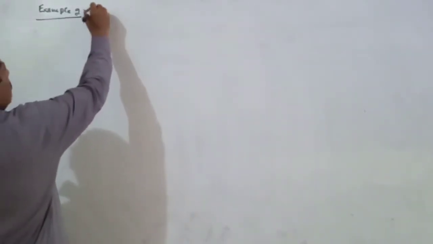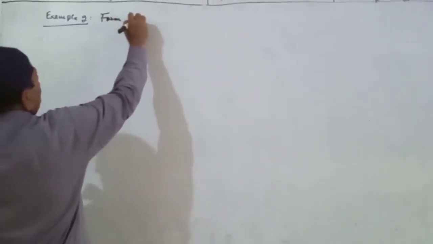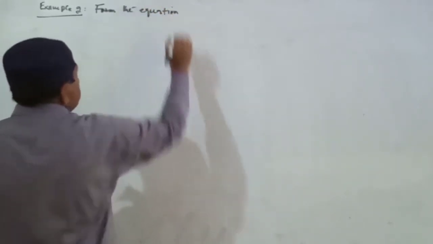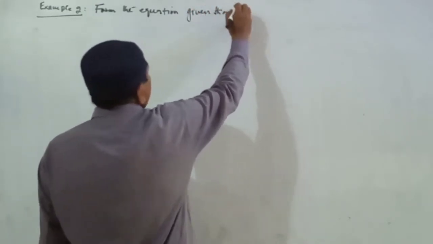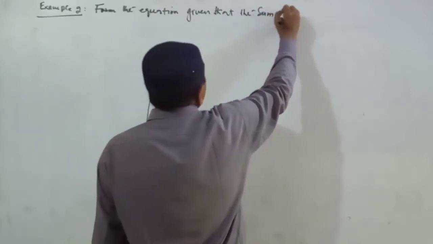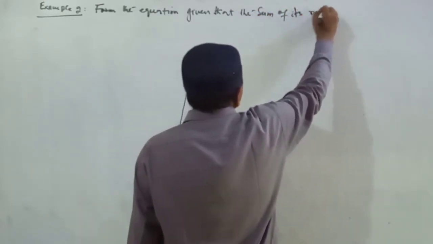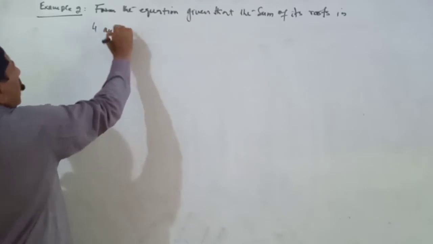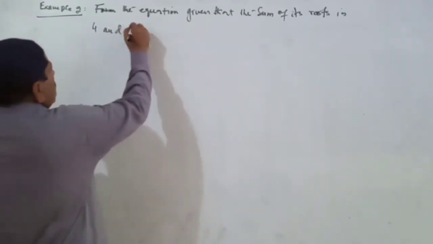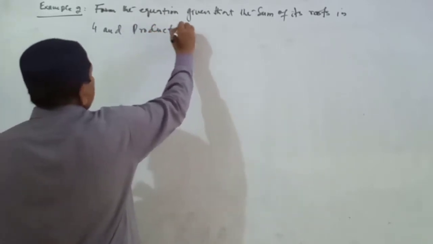Example 2 is: form the equation given that the sum of its roots is 4 and the product is 1. Solution.